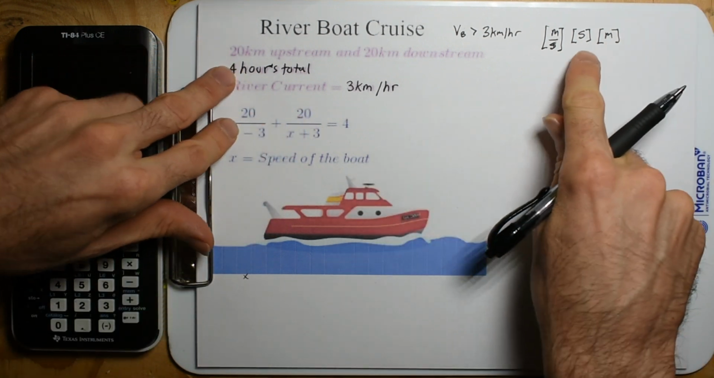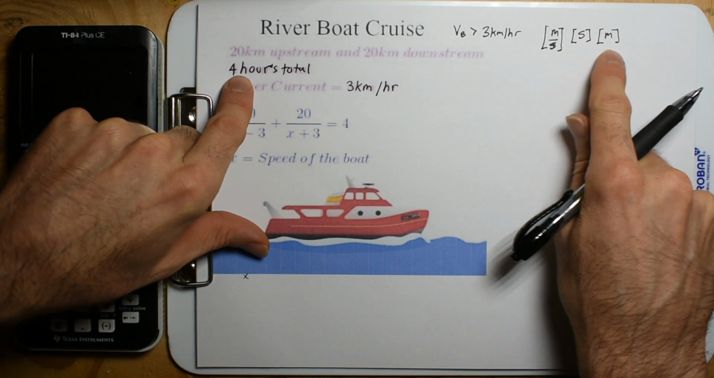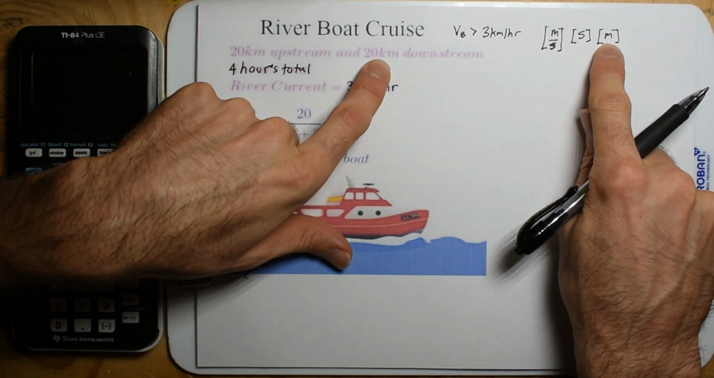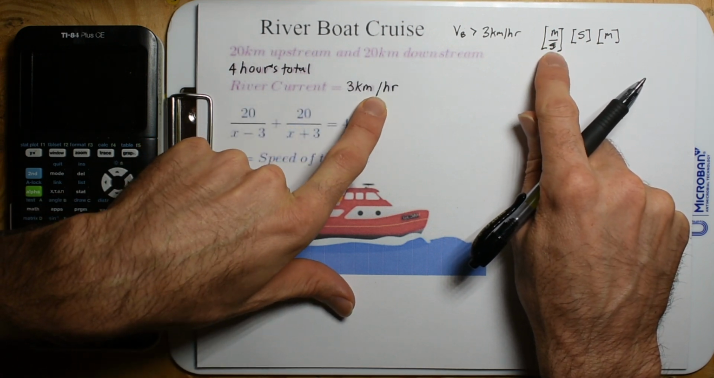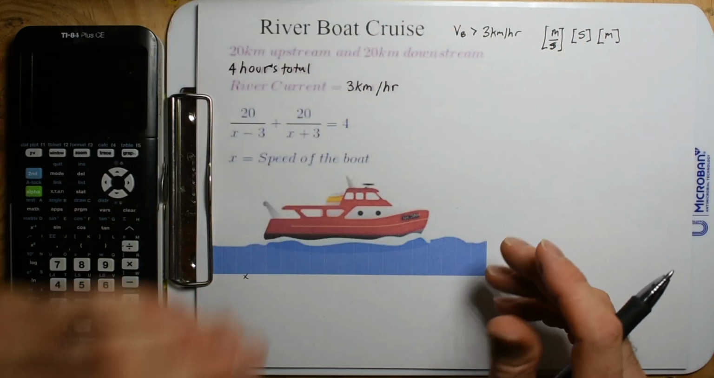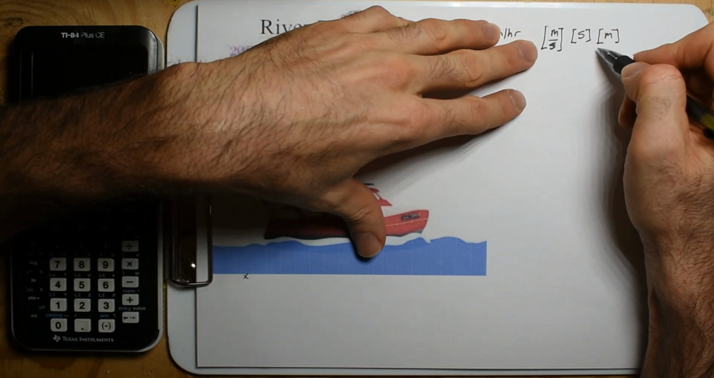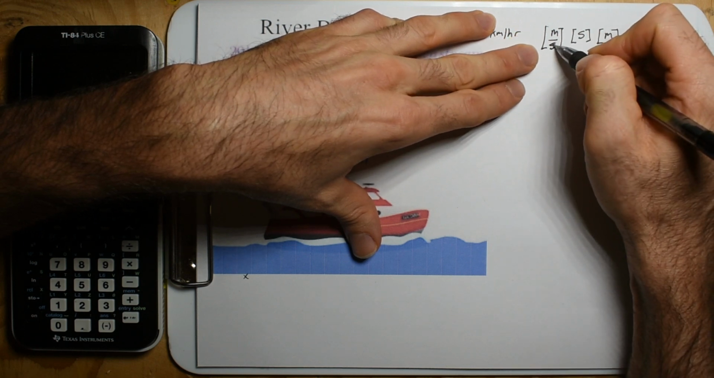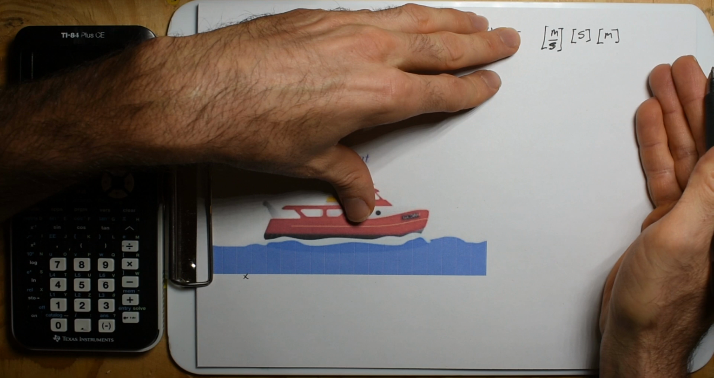So even from our problem, we have a time of 4 hours. We have a distance of 20 kilometers up, 20 kilometers down. We have a river current speed of 3 kilometers an hour. We're going to have a boat speed. Cool. So now if we use the units as the equation, let's say I do know my velocity. It's meters per second. And I do know my time.